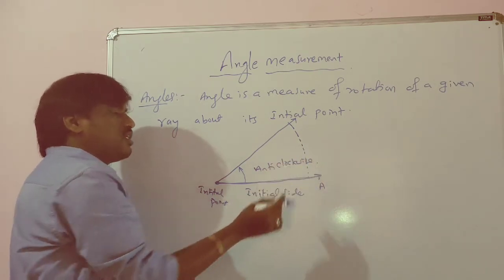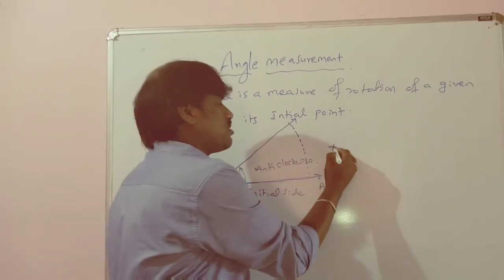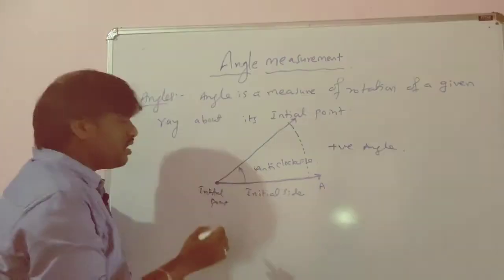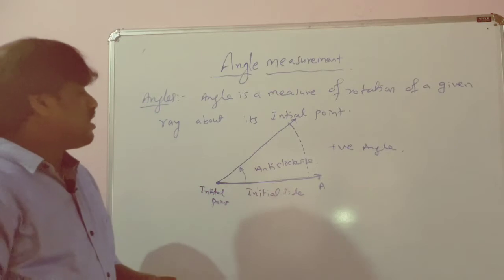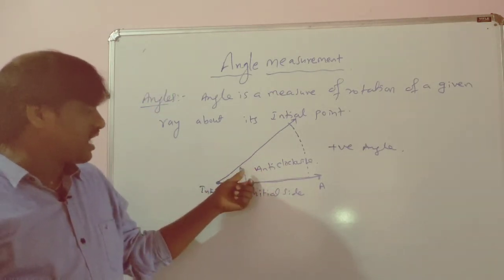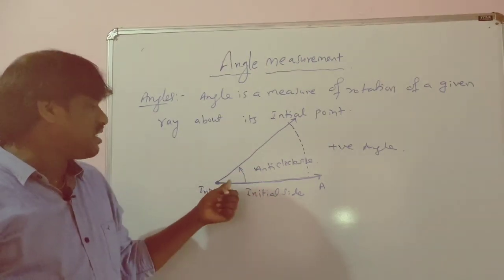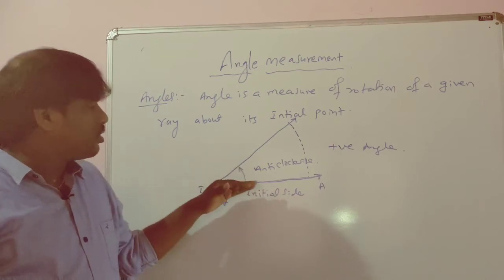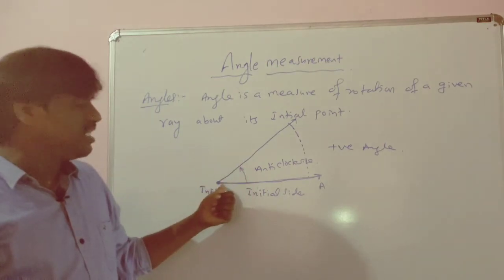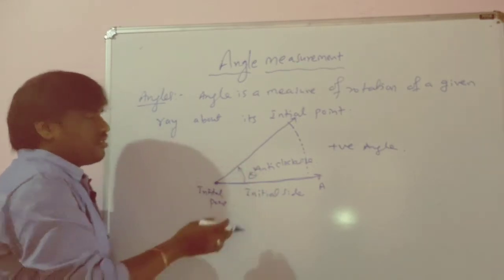When the angle is measured anti-clockwise, that is called a positive angle. This angle is called a positive angle. Here what I want to say is, the union of two rays from the initial point is called an angle. An angle is nothing but the measure of the union of two rays, including the initial point. So this is what we call an angle.